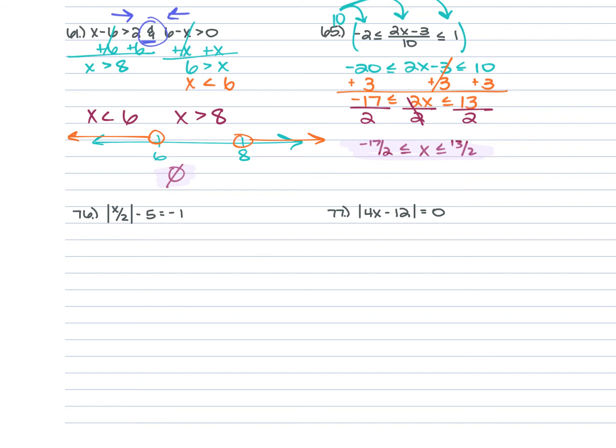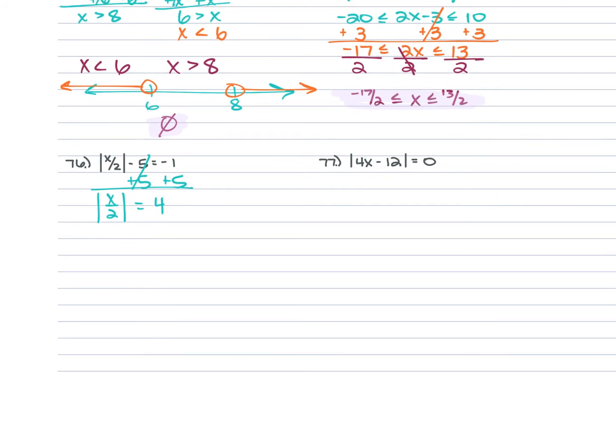For 76, you have the absolute value of x over 2 minus 5 is equal to negative 1. Isolate the absolute value. What do you have to move in order to isolate the absolute value? How are you going to move the 5? So add it to both sides. This gives us the absolute value of x over 2 is equal to what? You have the absolute value of something equal to a positive number. Is that possible? Yes.